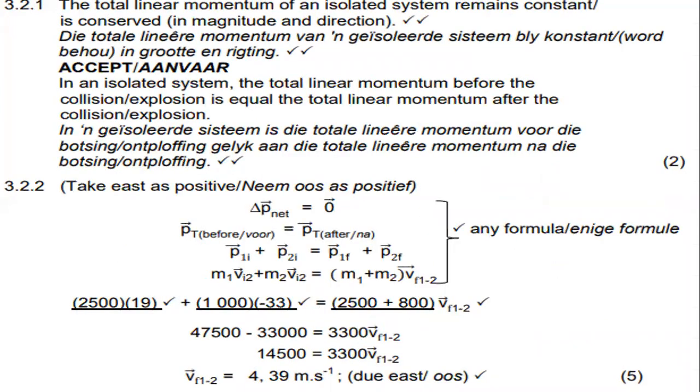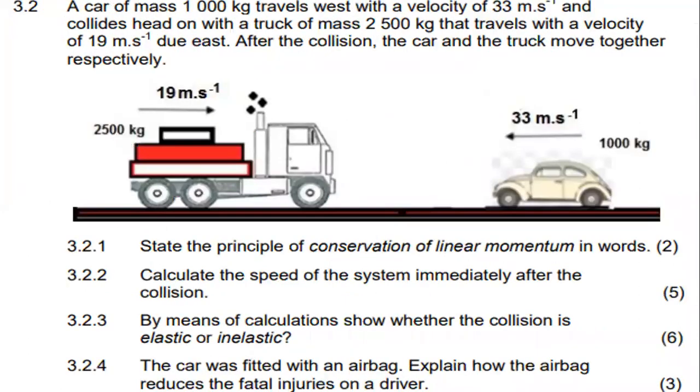Right. Then let us go to 3.2.4. They tell us the car was fitted with an airbag. Explain how the airbag reduces the fatal injuries on a driver. Number one, my learners, we know that if a car is without an airbag, it is more likely that the injury is going to be more fatal. It will be deadly altogether, depending on the force that will be experienced during the time of the collision.